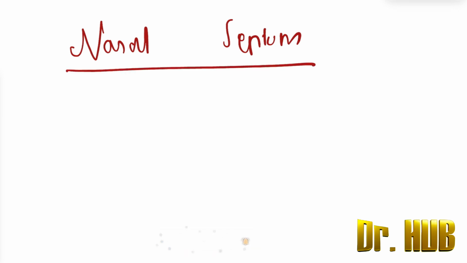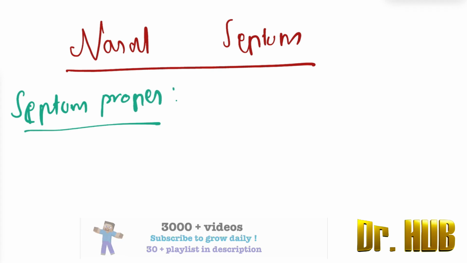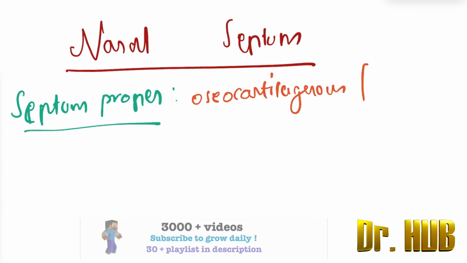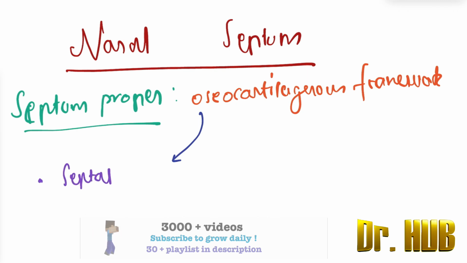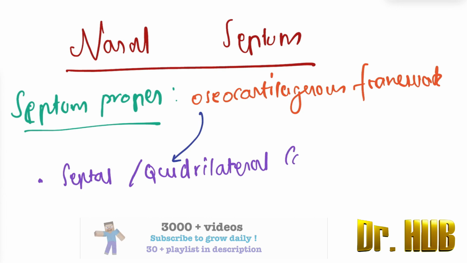So here in nasal septum, first we need to know that there is a septum proper. What are the components of this? It is basically an osteocartilaginous framework. And this is made up of the septal or quadrilateral cartilage.